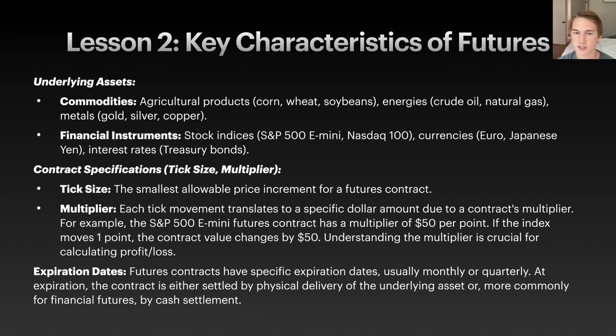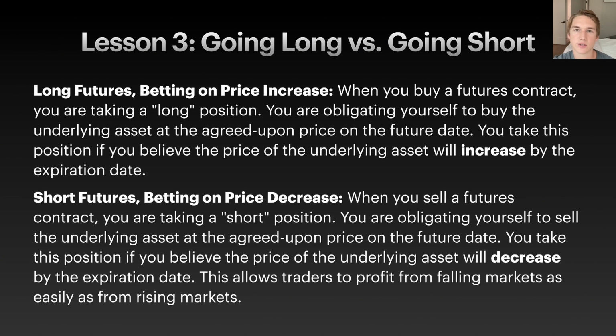Futures contracts have specific expiration dates, usually monthly or quarterly. At expiration, the contract is either settled by physical delivery of the underlying asset, or more commonly for financial futures, by cash settlement. But again, we won't have to worry about that because we're just looking for the change in value. Now, what is the difference between going long and going short?